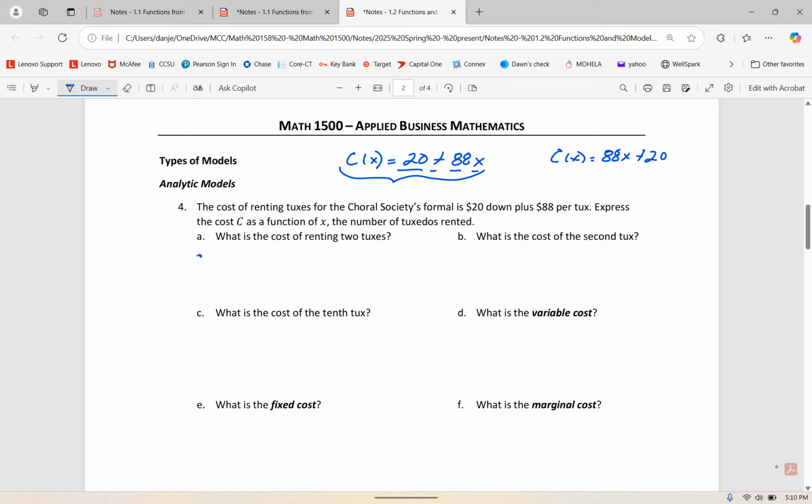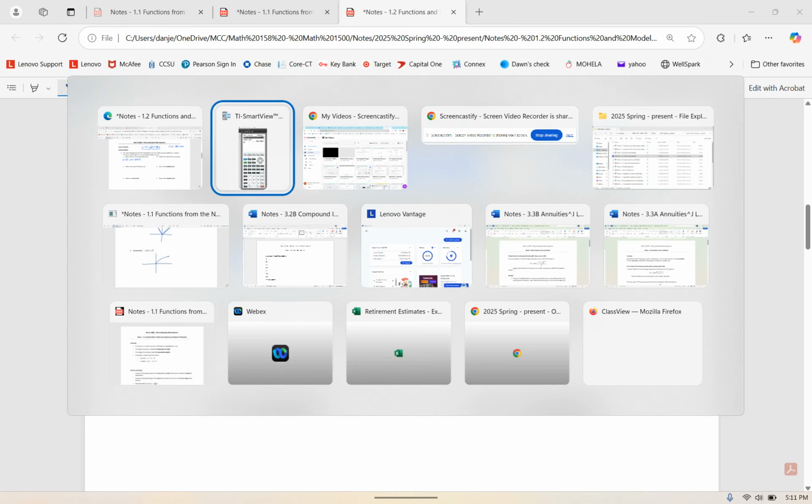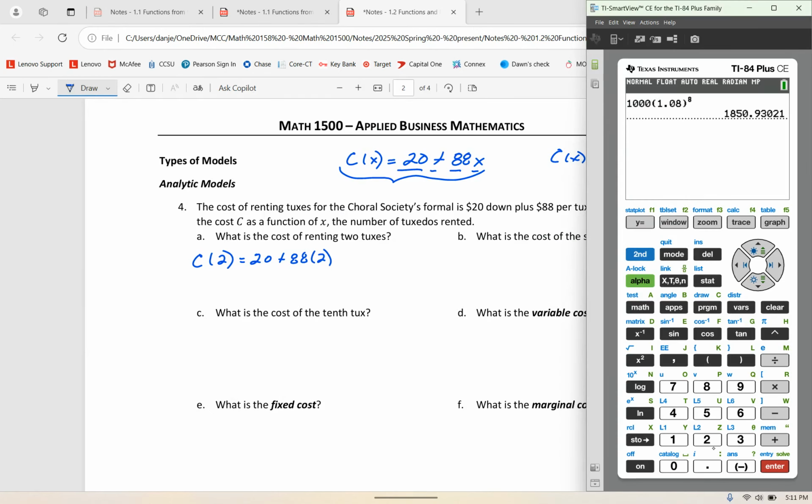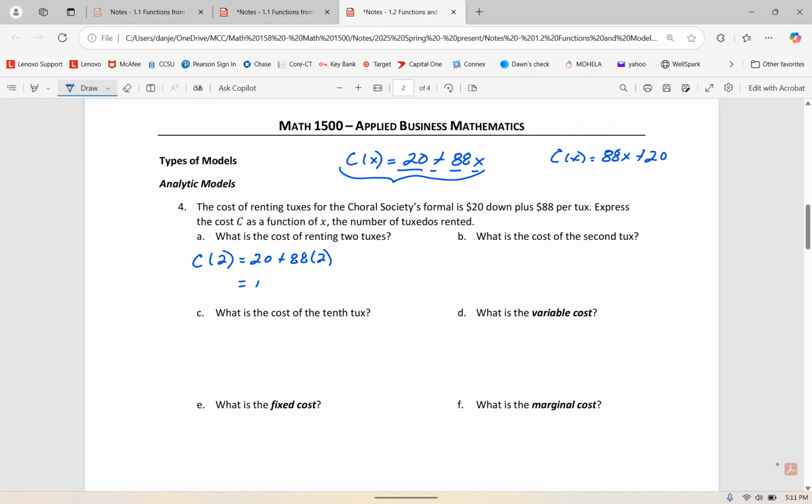So my cost of renting 2 tuxes is 20 plus 88 times 2. Okay, so if I go back to my calculator, 20 plus 88 times 2 would be 196. It will cost me $196 to rent 2 tuxes.